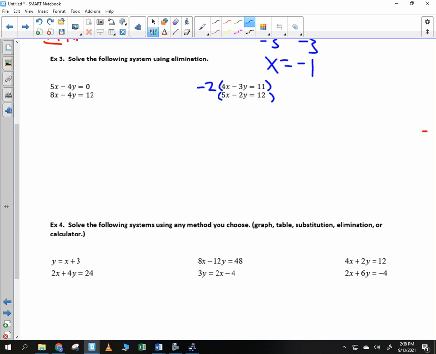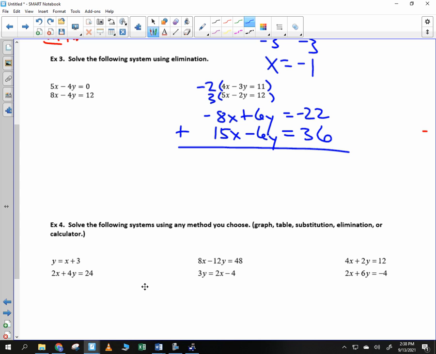So one of them has to be positive, one has to be negative. You would get to choose. But I'll multiply the bottom one then by positive 3. So I get negative 8x plus 6y is equal to negative 22. And the bottom I get 15x minus 6y is equal to 36.